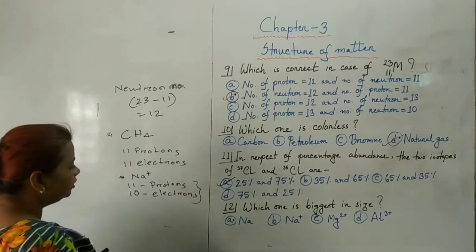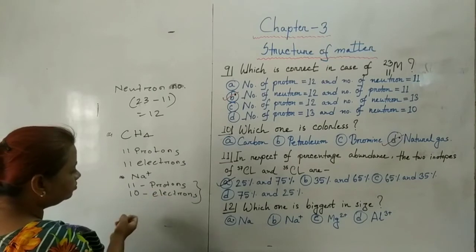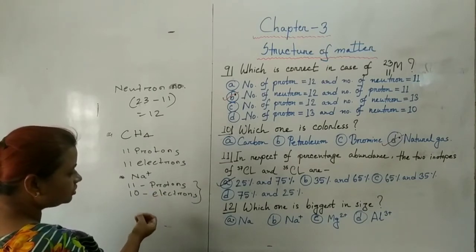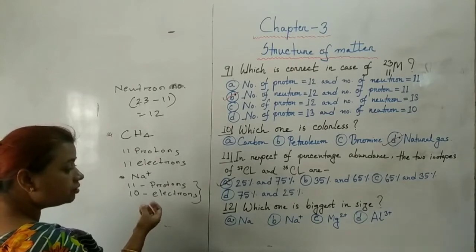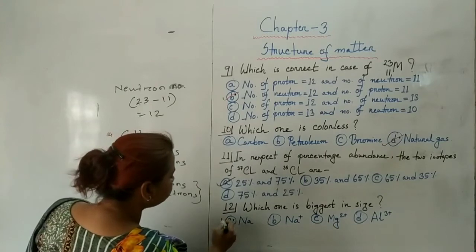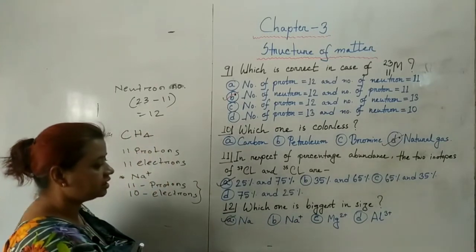For this reason, orbits will come towards the nucleus. In this way, the radius will decrease. The sizes will also decrease. So which one is the biggest? Here, sodium is biggest in size.